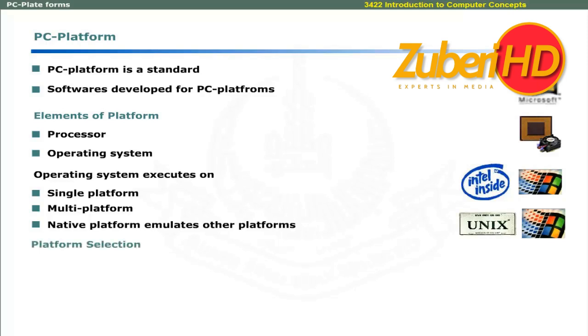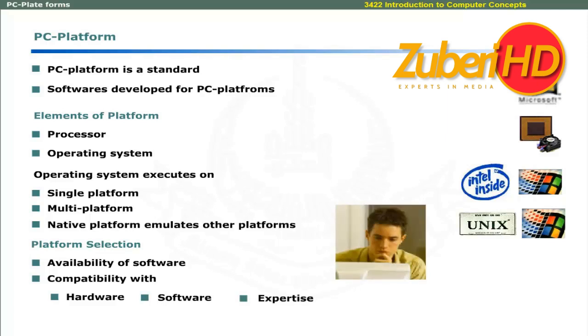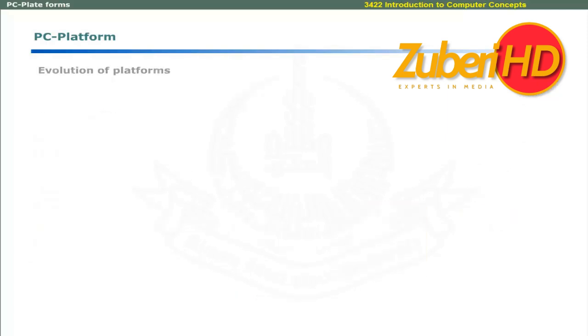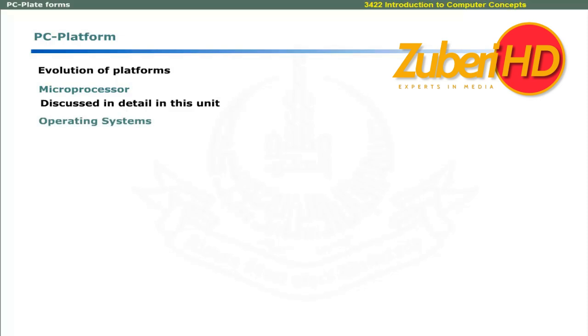Before selecting the platform, it is important to ensure the availability of all required application software and compatibility of the platform with existing hardware, software and expertise. A number of platforms have evolved during the past few years. The first element of PC platform, that is the processor, will be discussed in detail when we talk about microprocessors later in this unit. We briefly discuss operating systems in their chronological order.